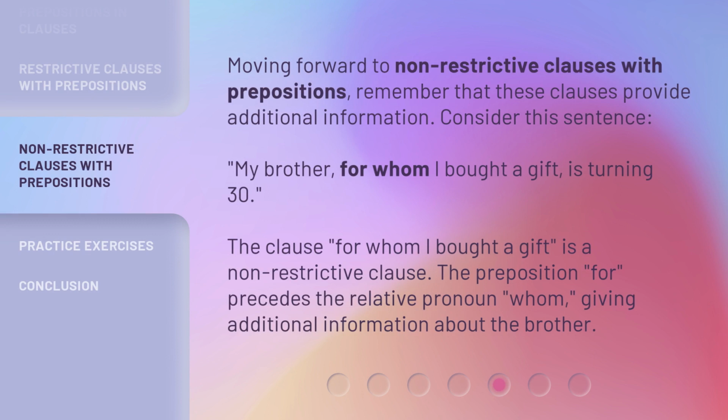Moving forward to non-restrictive clauses with prepositions, remember that these clauses provide additional information. Consider this sentence: My brother, for whom I bought a gift, is turning 30. The clause "for whom I bought a gift" is a non-restrictive clause. The preposition "for" precedes the relative pronoun "whom," giving additional information about the brother.